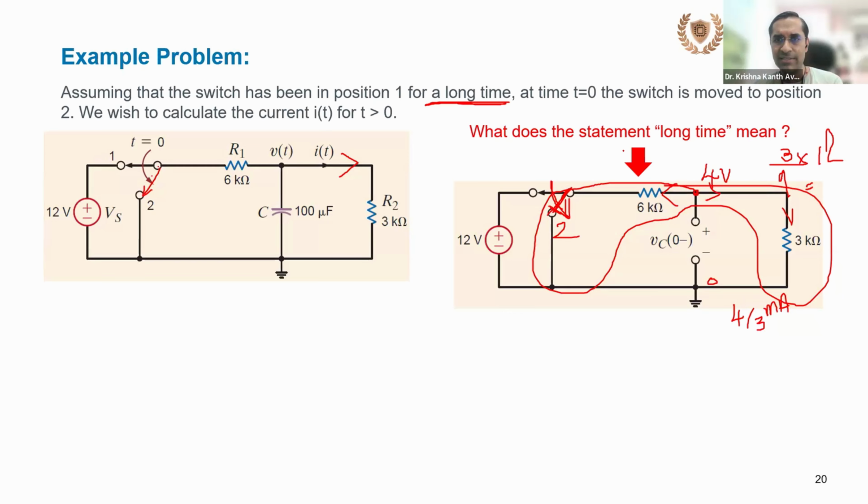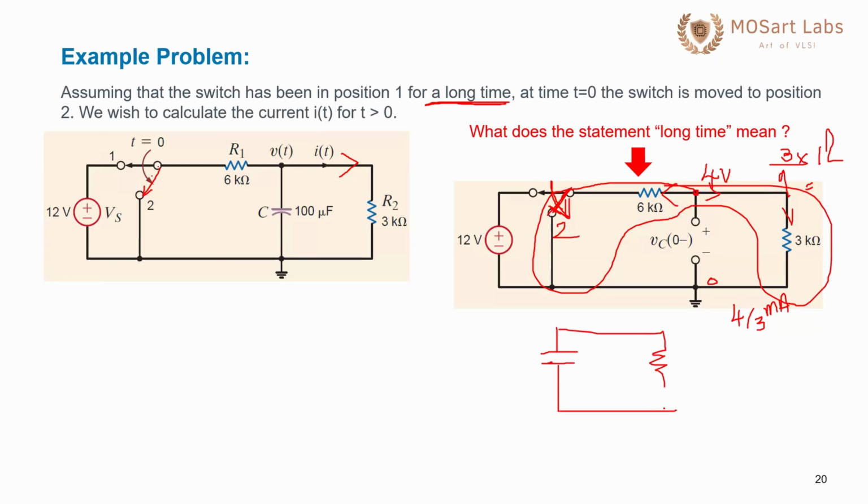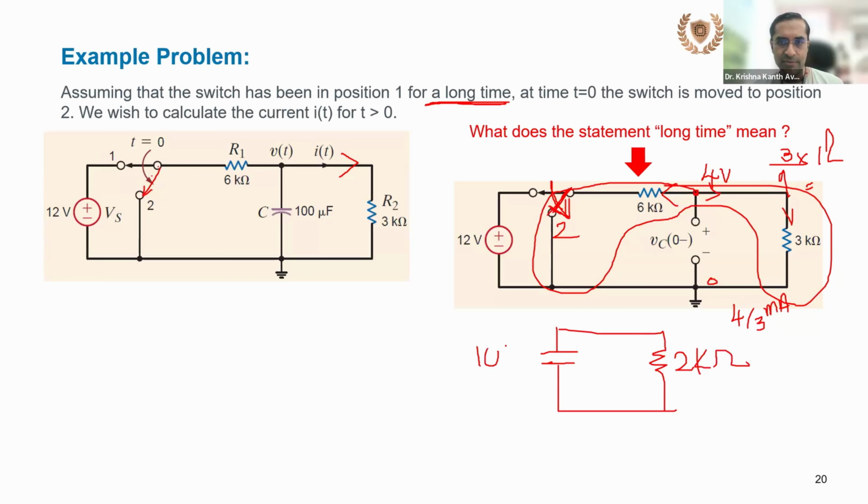So what is the parallel combination of 6 kilo ohm and 3 kilo ohm? Can somebody tell me? 2 kilo ohm. 6 into 3 by 6 plus 3, so 2 kilo ohm. Okay, so I have a capacitor. I've been given this value. So 100 microfarad is now discharging across 2 kilo ohm. So what is the discharge equation? I start from 4 volt. I am now going to 0.